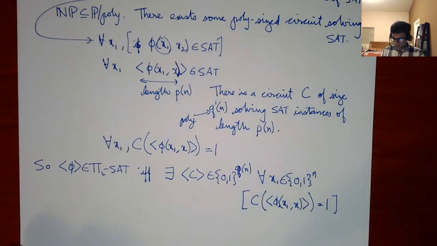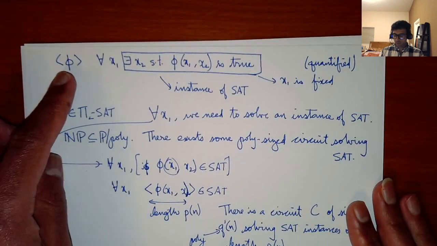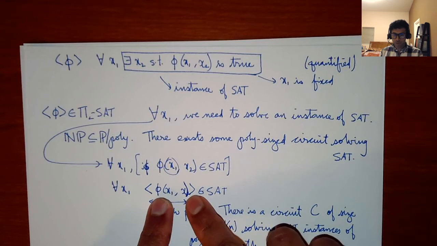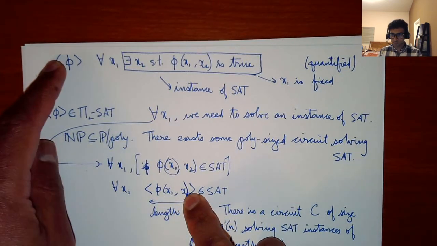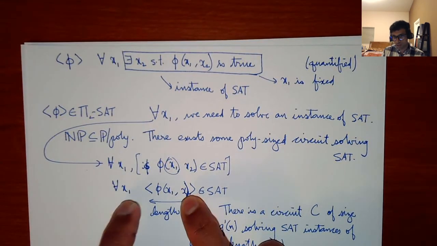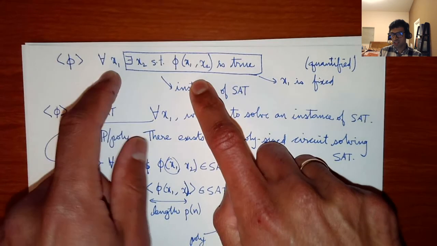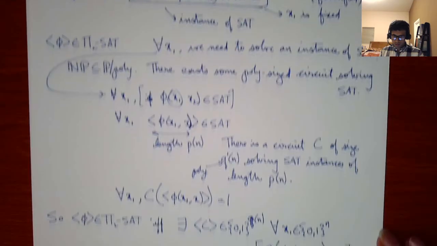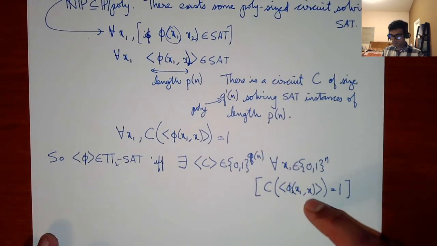So good. Okay, so let's go back to this definition then, shall we? So we say if phi is in pi 2 sat, then for all x1, phi of x1 x should be in sat. Which means that if phi is not in pi 2 sat, there exists some x1 such that this is not satisfiable. There must exist an x1 so that this is not satisfiable.